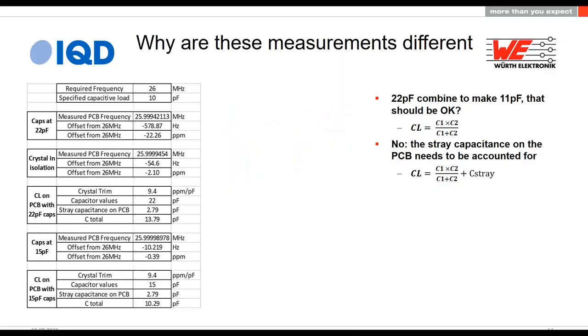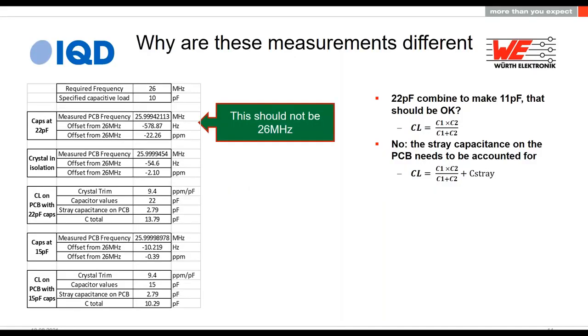Okay, here we go. So originally, we made our measurement using two 22 picofarad capacitors, and we said it was minus 22 parts per million. And the thing is, we didn't ever want that to be 26 megahertz dead on. First thing you need to recognize is that you're trying to make that the same as the frequency that it is when you measure the crystal in isolation. So we need to go to minus 2 parts per million. Yeah, you don't want an offset between what the crystal is and what's happening on your PCB.